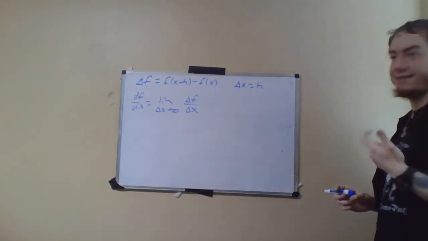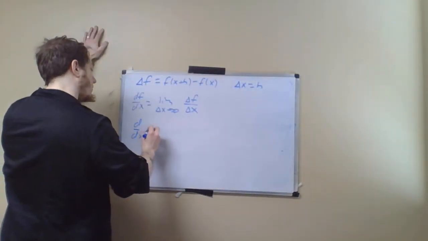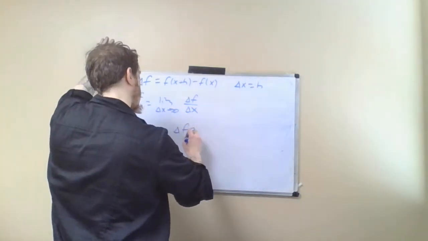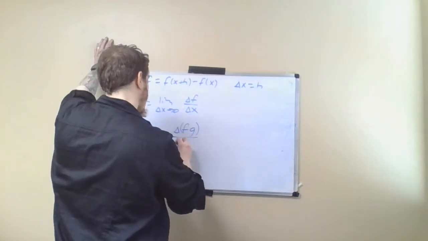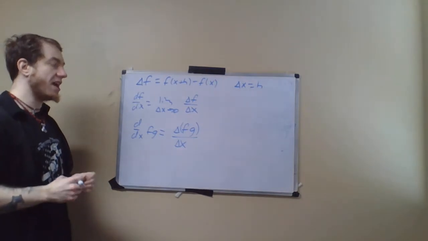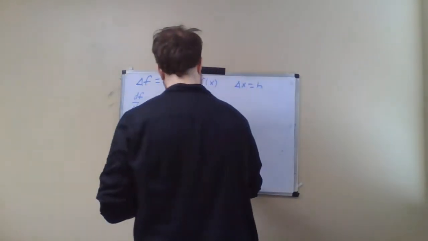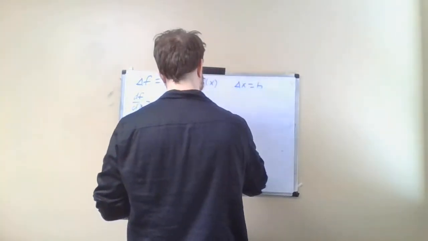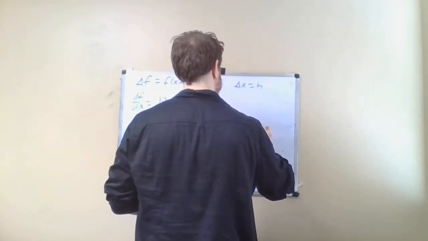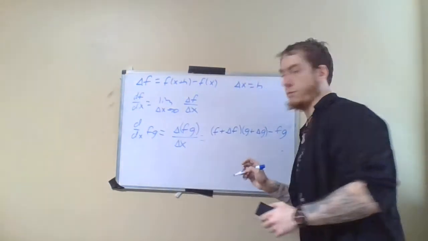But why is this nice in this case? Well, let's think about the derivative of f times g. This would be equal to the change in f times g divided by the change in x. So what is the change in f times g? Well, here is one way to write out the change in f times g. It's going to be f plus the change in f, times g plus the change in g, minus f times g.